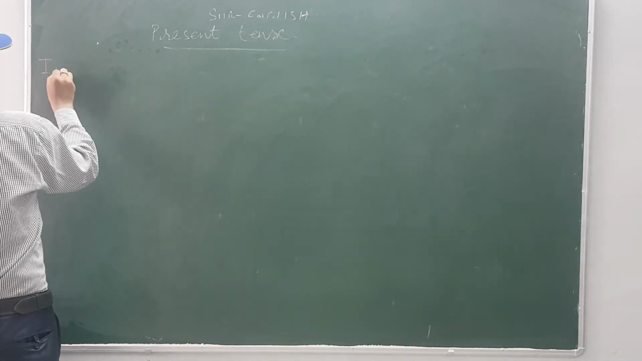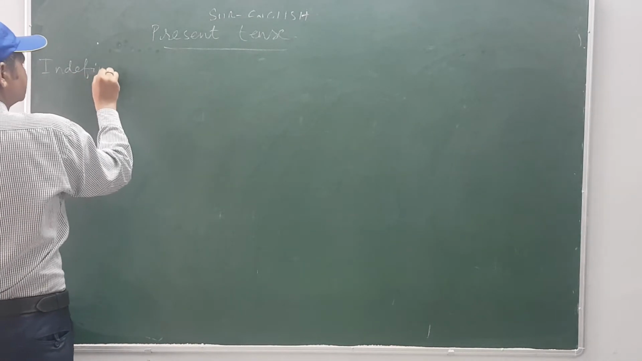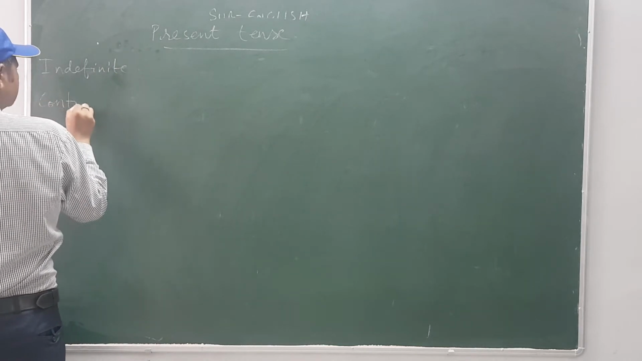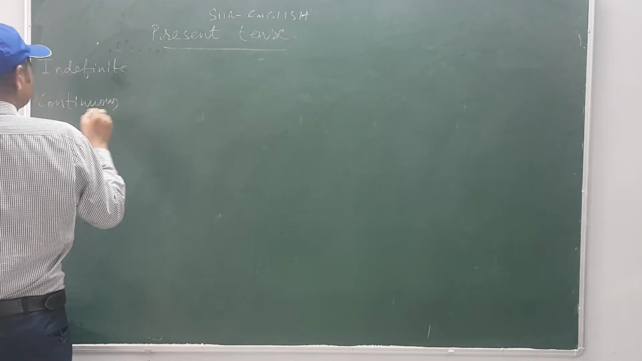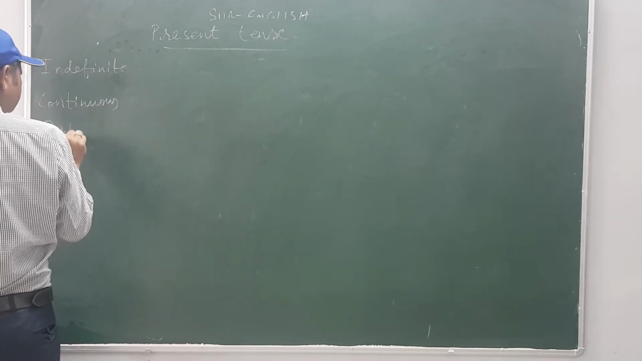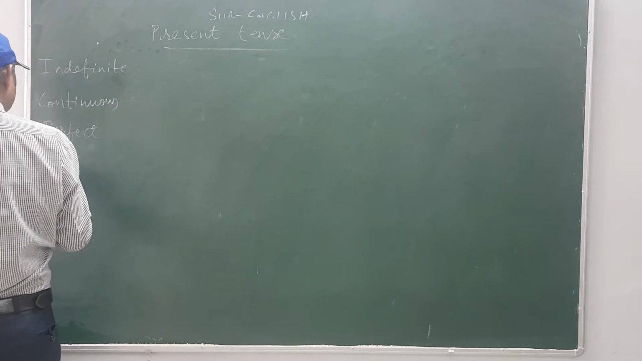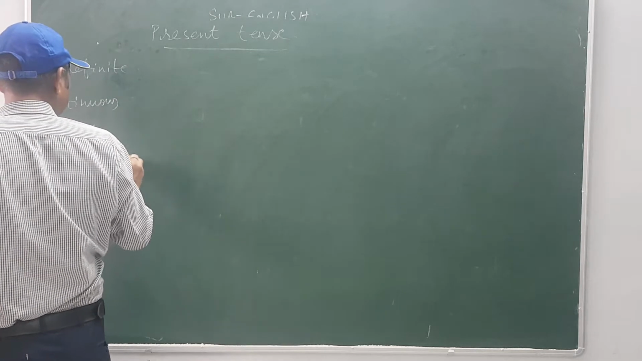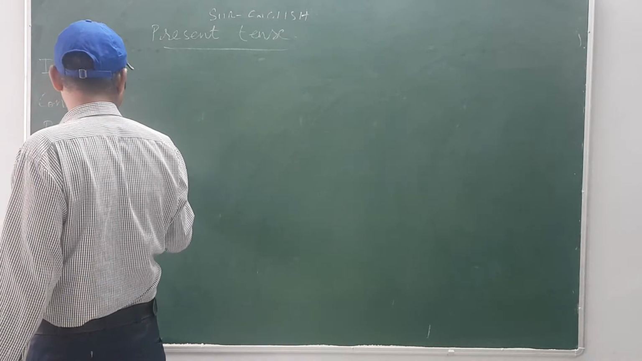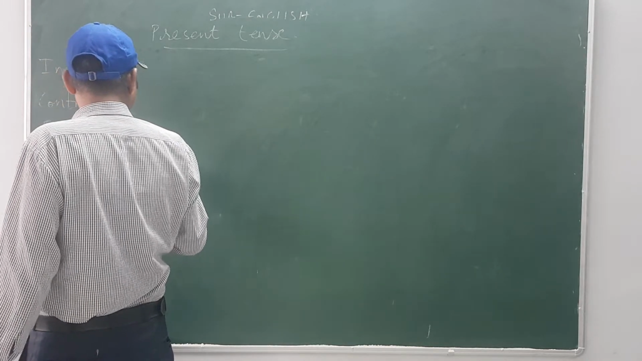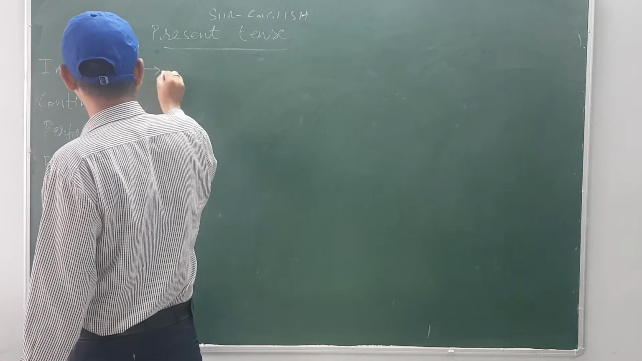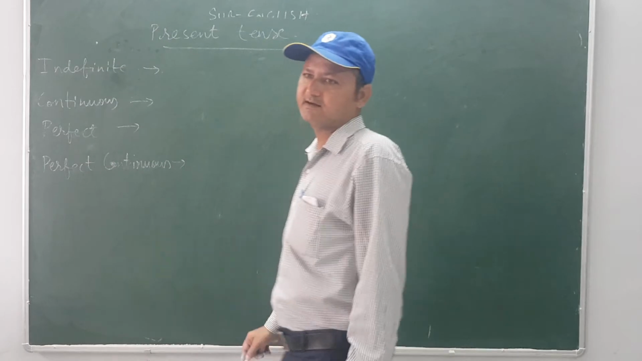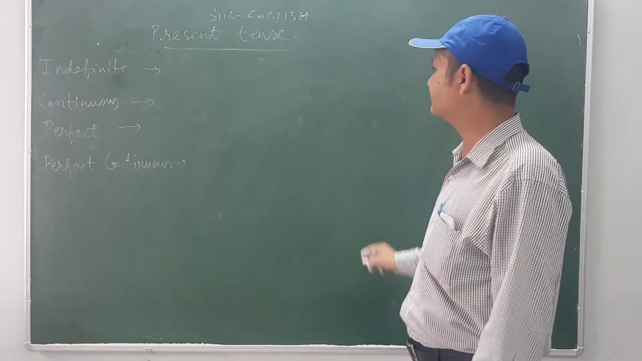First is indefinite. Second is continuous. Third is perfect. And fourth is perfect continuous. From this short conclusion, you can understand very easily what kind of helping verb you are going to use in the sentence and to make the format and to make the sentence.